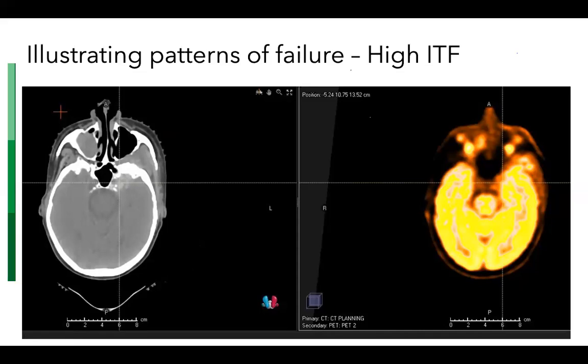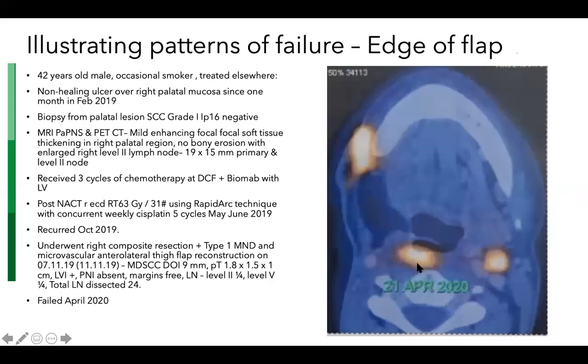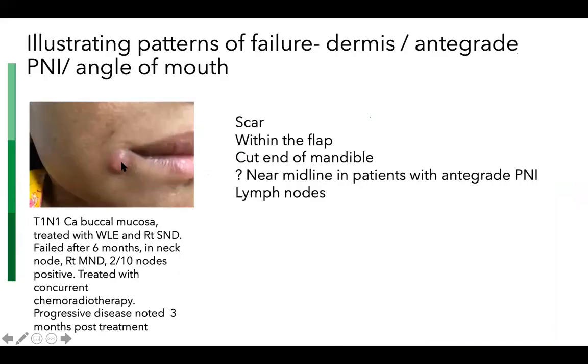This I'm just showing you for an extension where the patients fail. Edge of the flap. Edge of the flap. This is another place for failure. And contralateral neck node. Dermis failure. Failure in the dermis, in spite of the fact that you can make out from the coloring of this patient, the skin has been treated, but the dermis fails. The scar is another area where the patient may fail. This is a patient who had very aggressive disease with perineural invasion and a recurrent lesion.